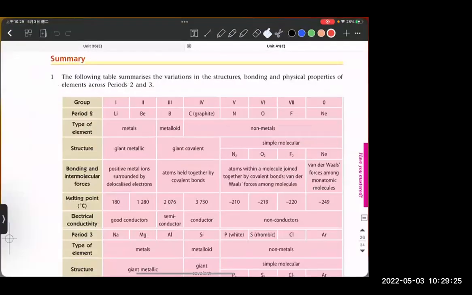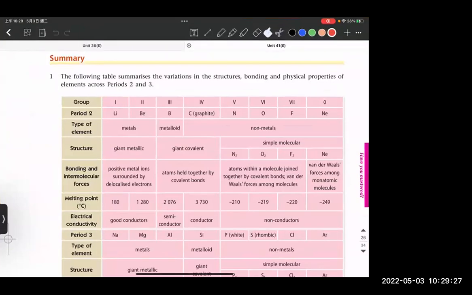So now shall we start the lesson now? All right. You will find this page.